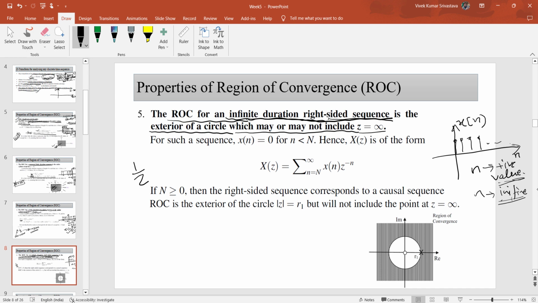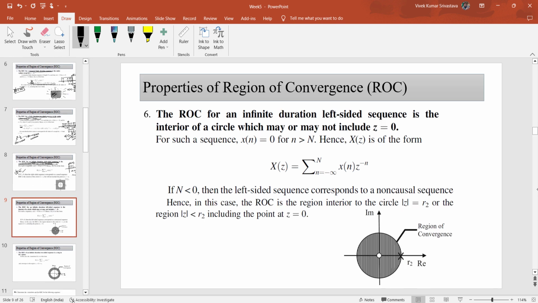Okay, so 1 over z minus a term. For this kind of z transform, you will see that the ROC of this kind of sequence will be exterior to this radius r1. This circle r1, exterior to this circle the region of convergence will exist. The region of convergence will not exist inside this circle for a right sided sequence.